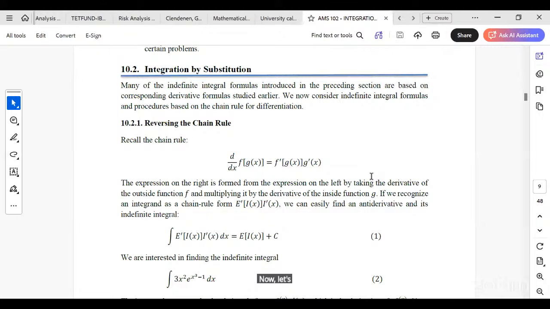Now let's demonstrate with the example in equation 2 as being displayed. I have x squared. That's a function, call it f of x. Exponential x cubed minus 1, call it g of x. But I notice that if I differentiate x cubed minus 1, I will get 3x squared.